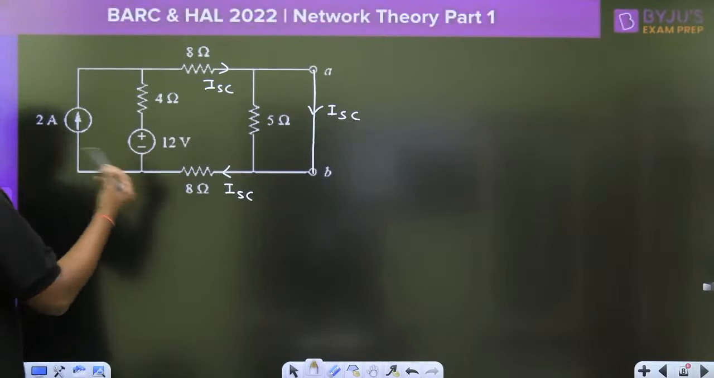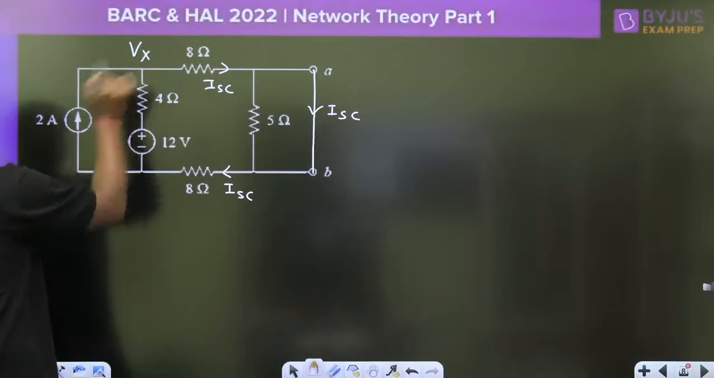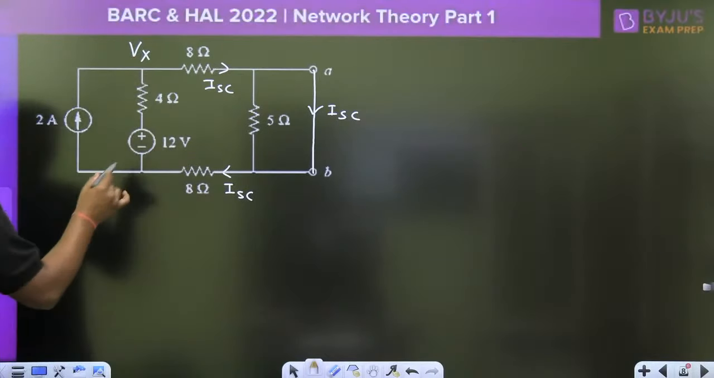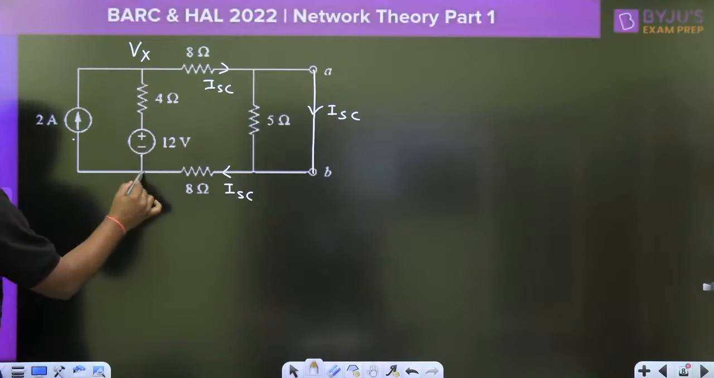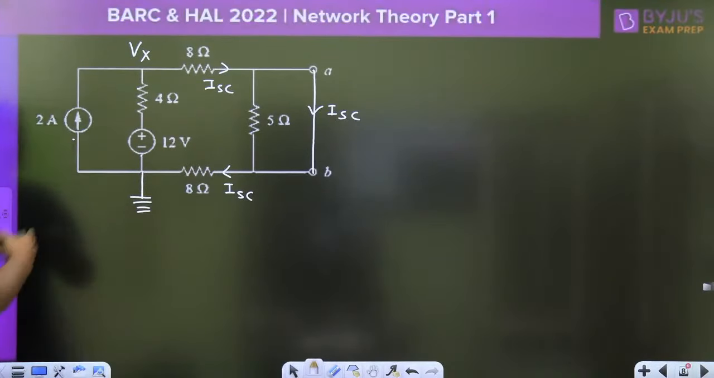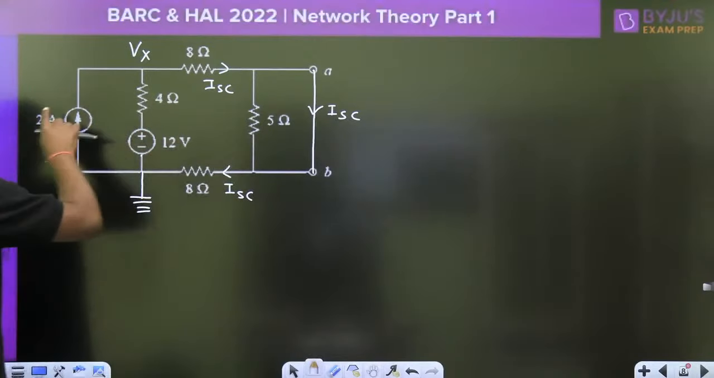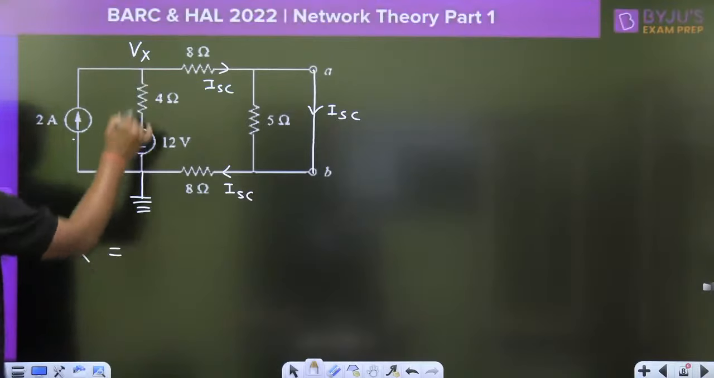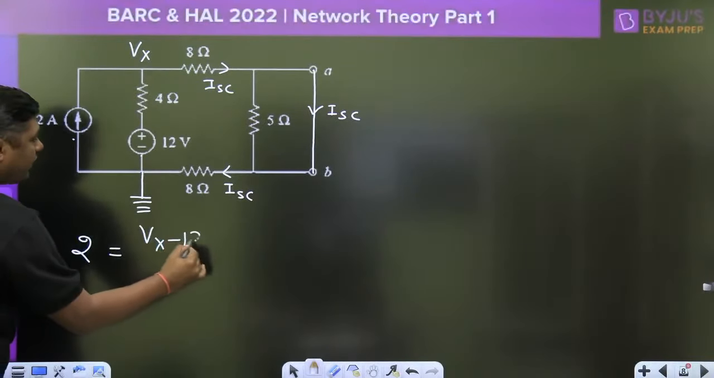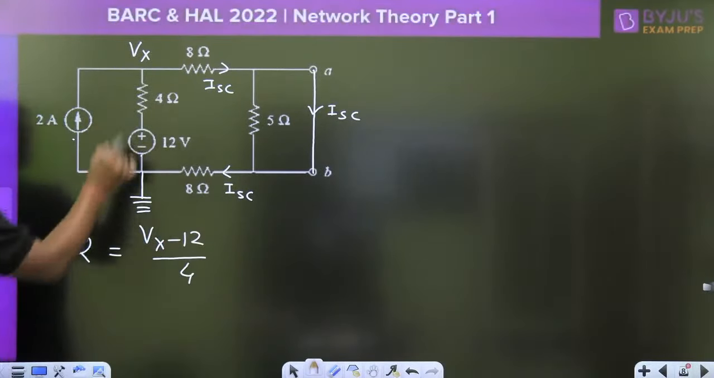There are a number of ways to solve this question. You can use the nodal analysis, like this voltage is Vx. Always remember, if this current source is connected, that battery is connected, normally we are taking it as a reference. That is the zero, but it is not the zero. Now, apply the KCL. Incoming current is 2 ampere. What is the outgoing current? Vx minus 12 divided by 4. This is called nodal analysis.